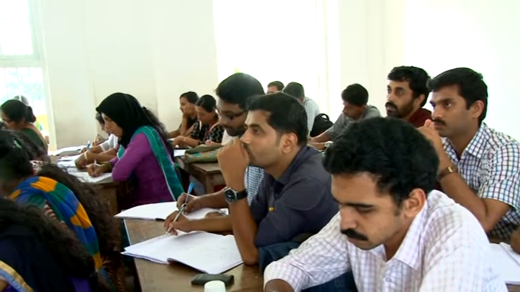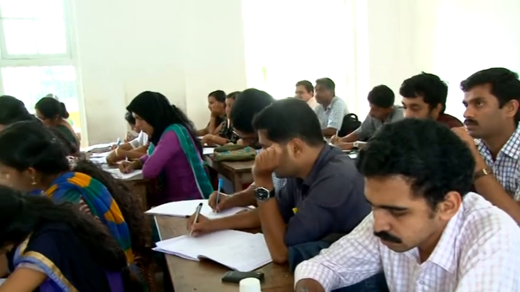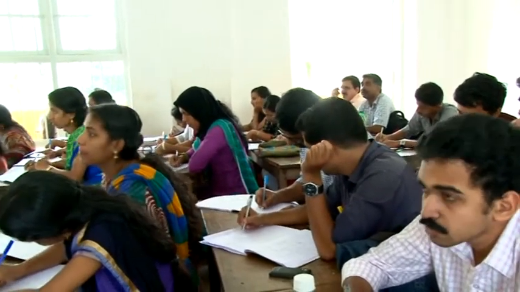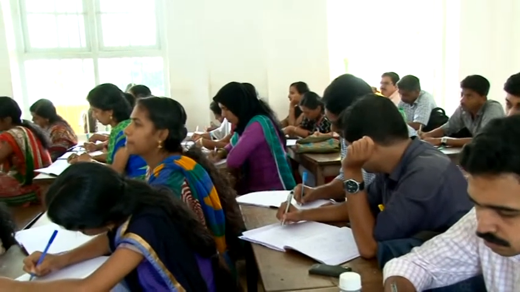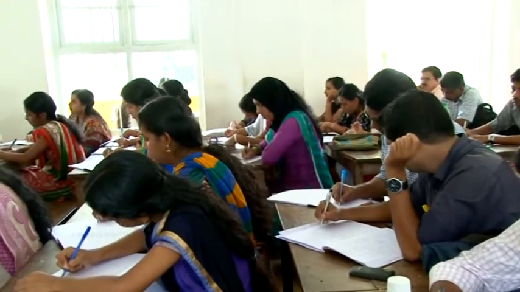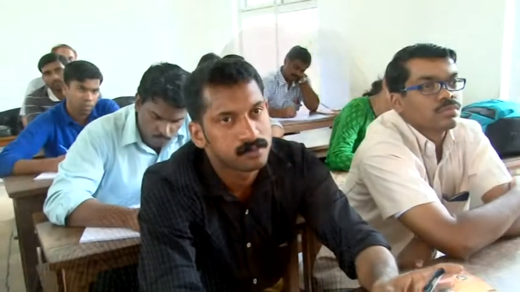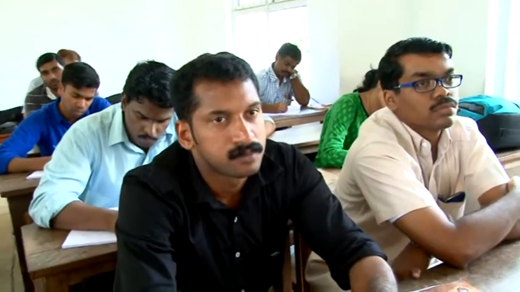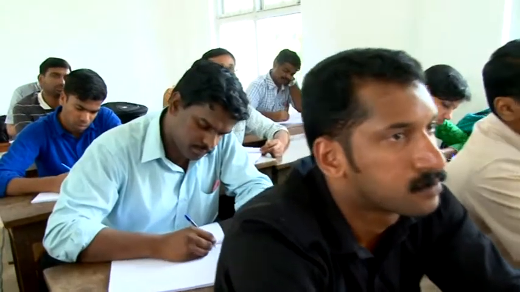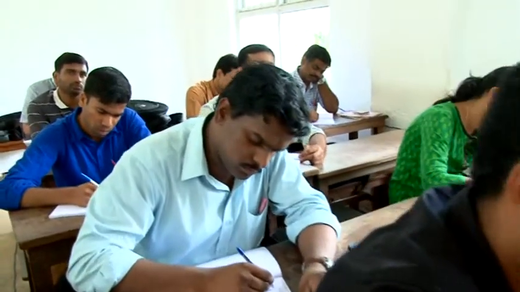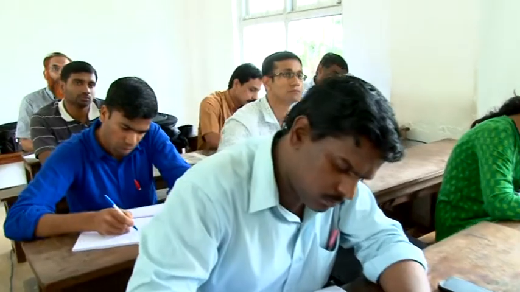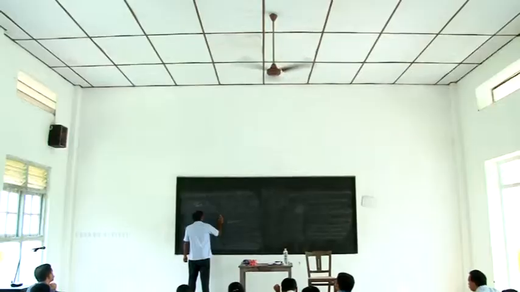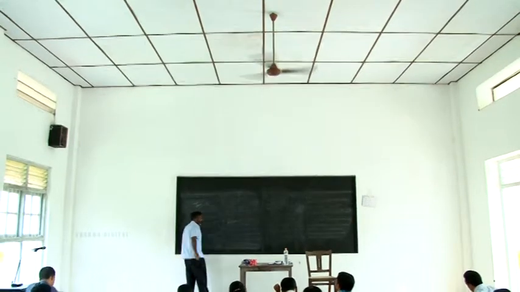Now this line will intersect the surface at some point. Okay. So let's say this is the center of the sphere. This is a unit sphere, that means the radius is 1. So this is the center of the sphere. And this point is the representation of this complex number.